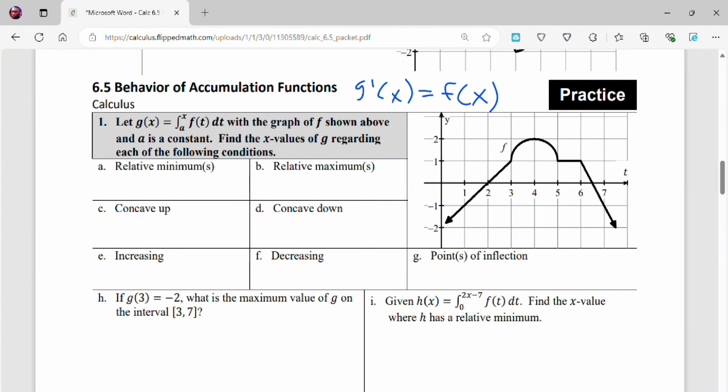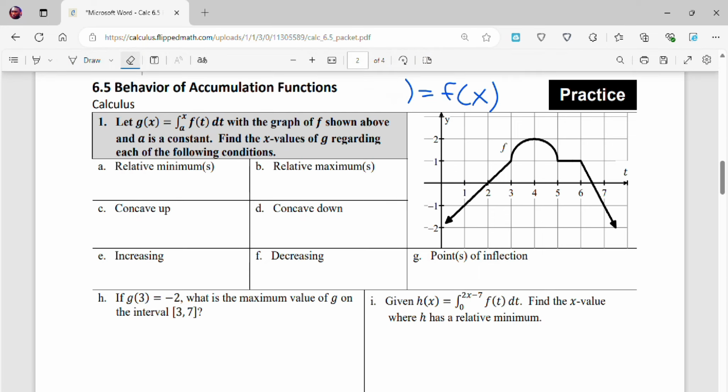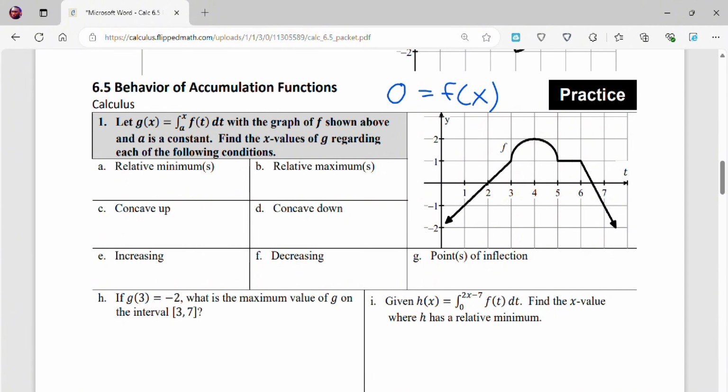So when is g prime of x equal to 0? That's going to be when f of x is equal to 0. Now, since we're finding the relative minimum, we're going to look for the part of the graph where f of x equals 0, but it goes from negative to positive. So I see that would be 2 right here, right? Because our graph goes from negative to positive, and it touches 0. So at x equals 2.